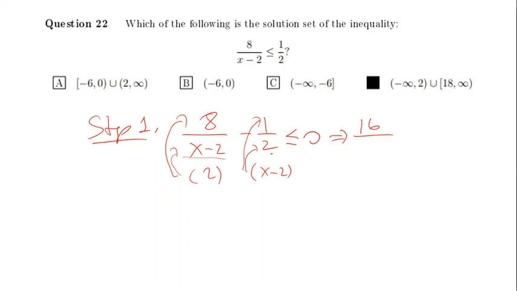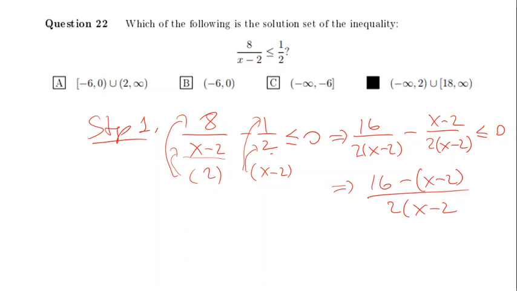You get 16 over 2 times x minus 2, minus x minus 2 divided by 2 times x minus 2, less than or equal to 0. And 16 minus, okay, I will combine these. Be careful about this. When you make this one a minus and you are combining it, the best way is to use parentheses. I always emphasize it, but half of the students make this mistake. They don't put the negative parentheses here, and they get the wrong answer.